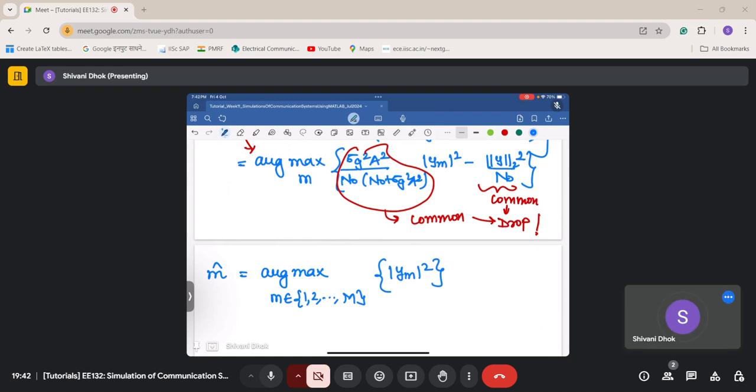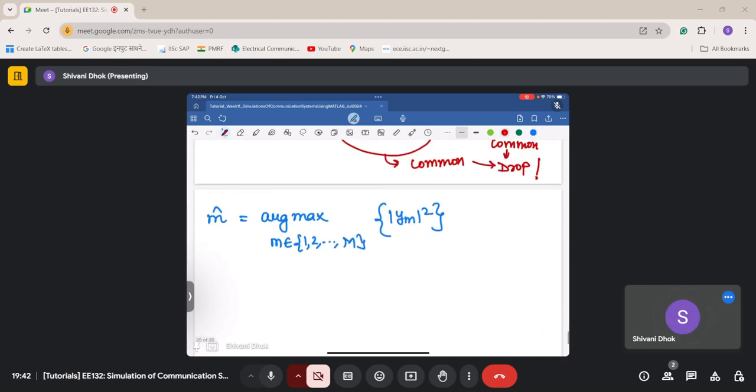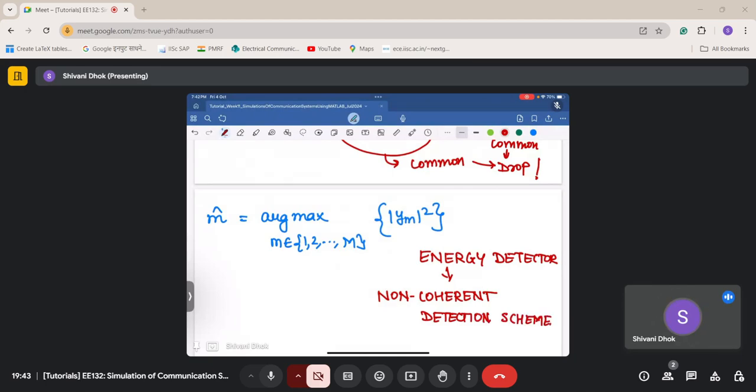Is it clear? So again, this is also an energy detector. And this energy detector is a non-coherent detection scheme. Is it clear? Any question here?